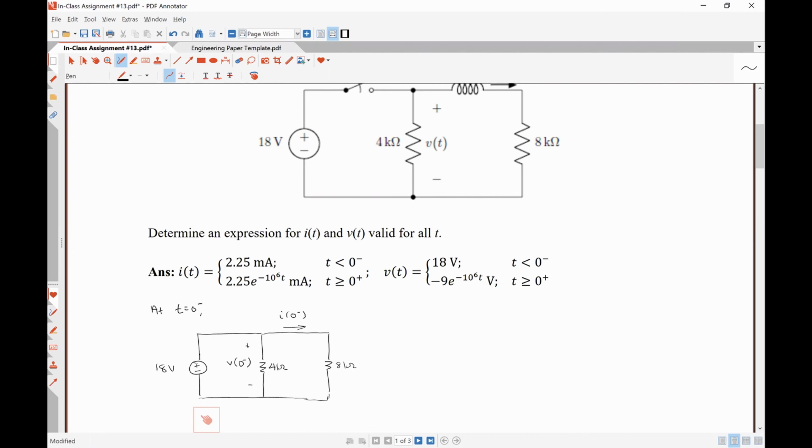V at 0 minus would just be 18 volts since the resistors are in parallel. Exactly right. So V at 0 minus is simply 18 volts, no problem there. How do I determine I at 0 minus?